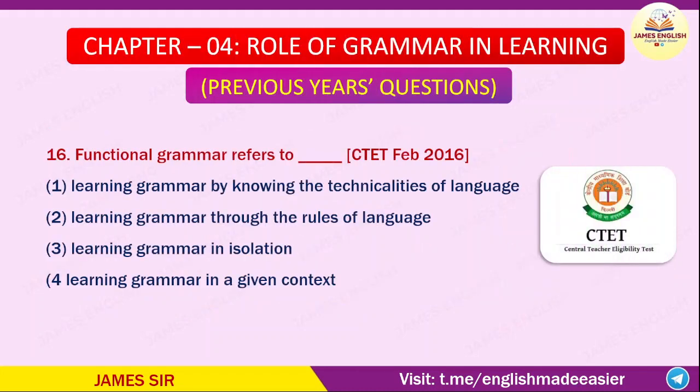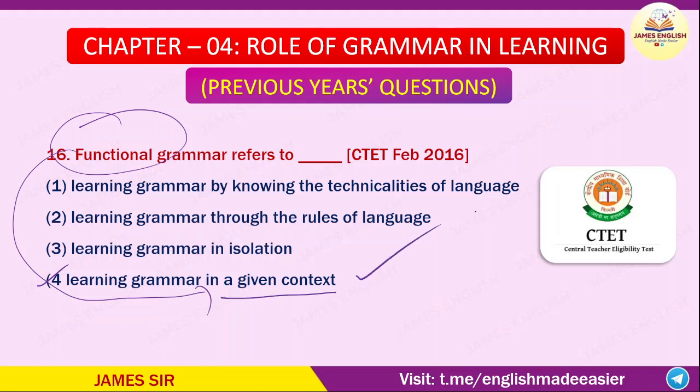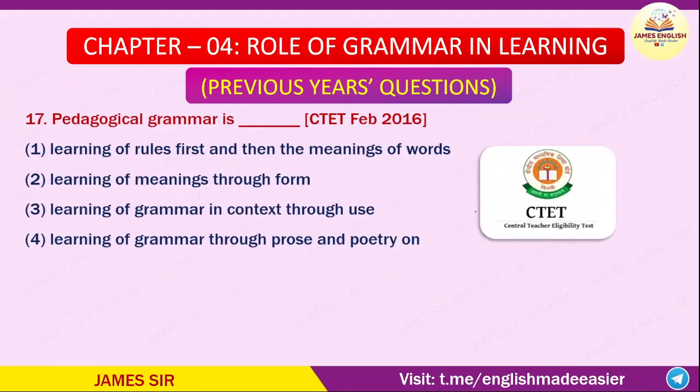16th question. Functional grammar refers to learning grammar by knowing the technicalities of language, learning grammar through the rules of language, learning grammar in isolation, learning grammar in a given context. Remember always, functional grammar is always identified with learning grammar in a given context. Hence option 4 is the right answer.